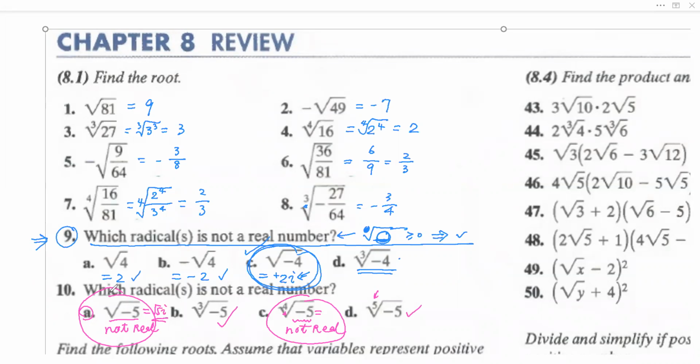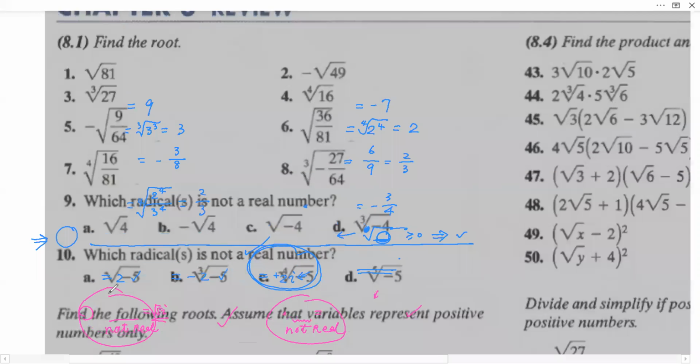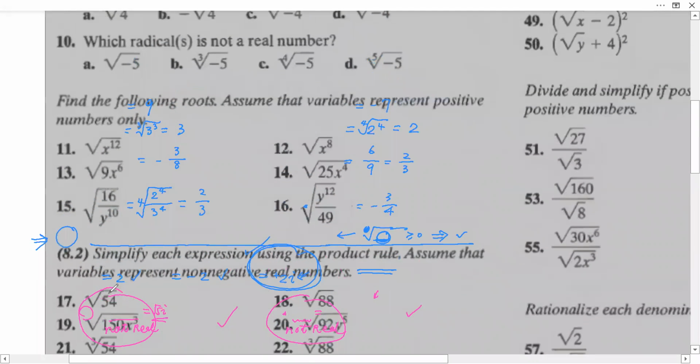Is anyone correct? Anyone have questions? No. Okay, so let's move on.